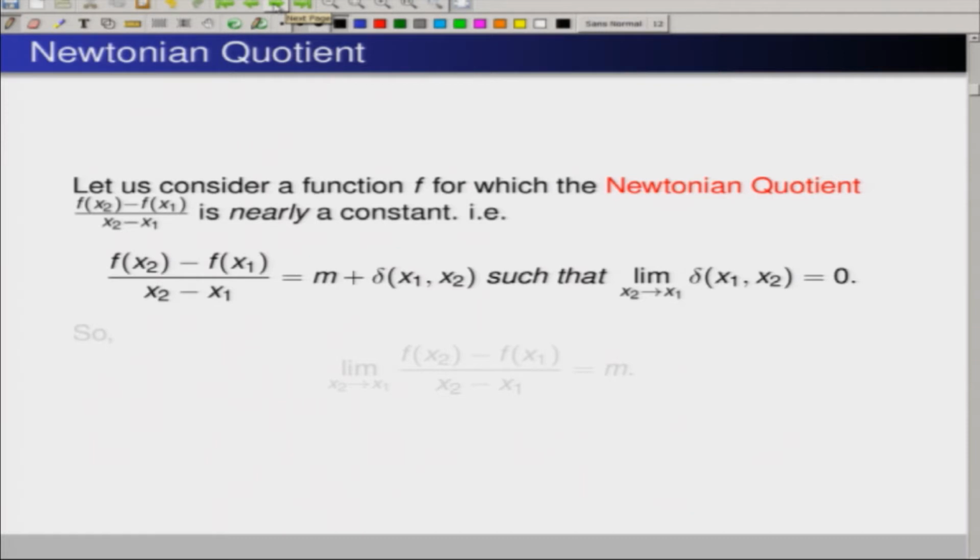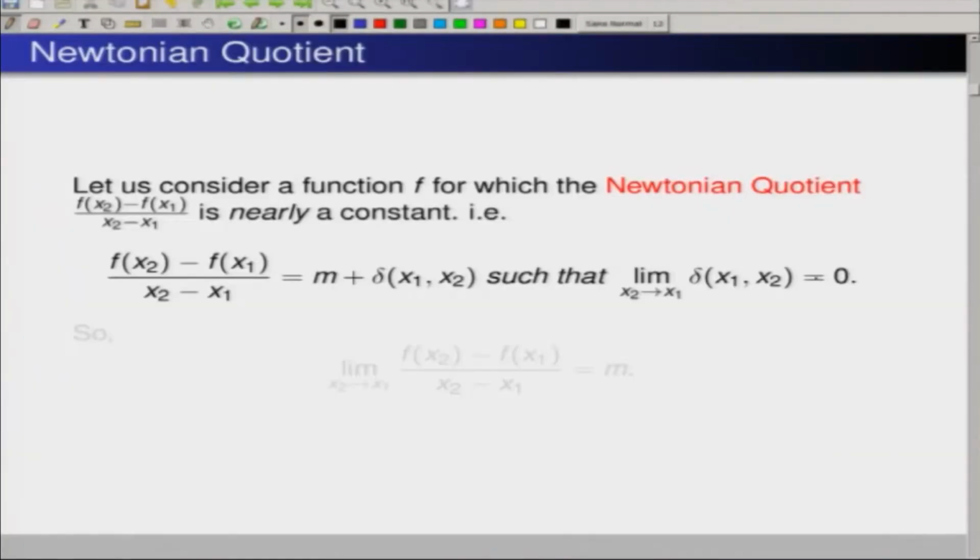Okay. Now, this function delta of x 1 and x 2, if x 2 comes close to x 1 and the difference is very small, this should go to 0. So, in that case, for close by points, in the limit sense, the limit as x 2 goes to x 1 of (f of x 2 minus f of x 1) divided by (x 2 minus x 1) is equal to m.